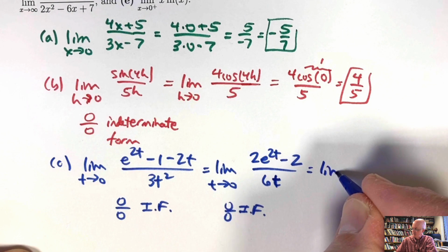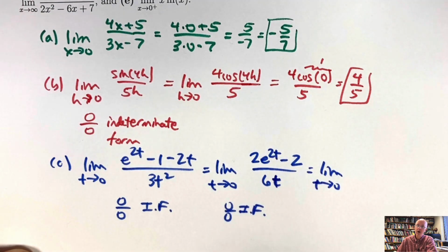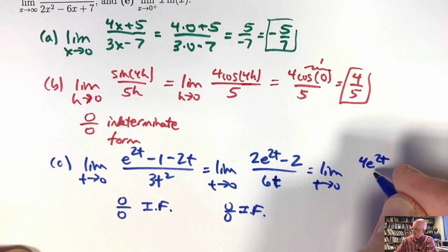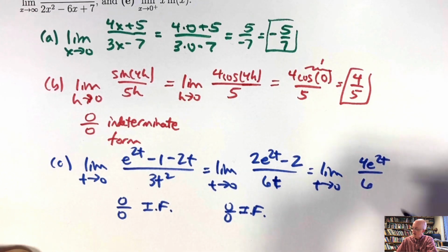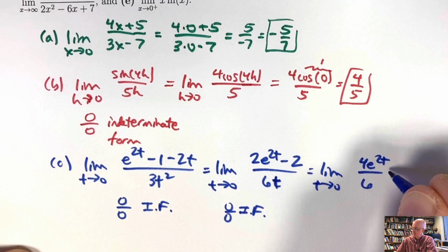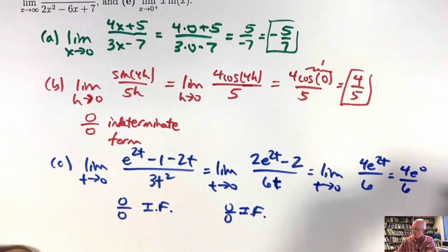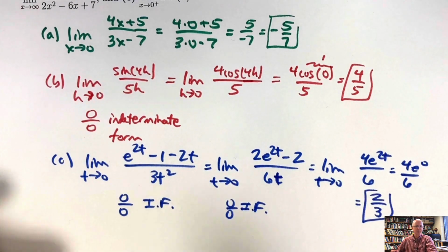And in general, with certain problems at least, it's not necessarily helpful. You don't necessarily make much progress. But we do here. When we take the derivative of the top and the bottom individually, we get 4e to the 2t and 6. Now we can plug in t equals 0. This is continuous everywhere. We get 4e to the 0 over 6. E to the 0 is 1. 4 over 6 is 2/3. The answer is 2/3.